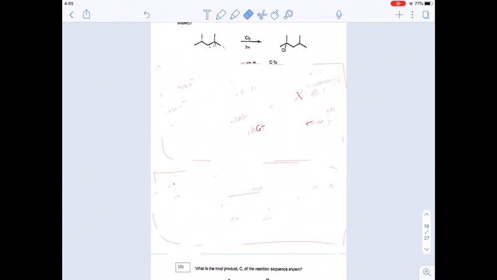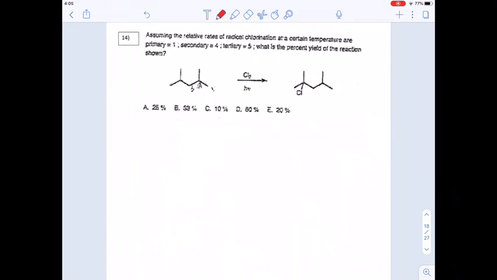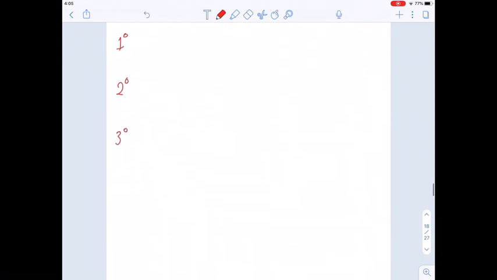100%. So these are the two equations that you need. So I'm going to erase now, and then we could start this actual question. Okay. So looking at it, we have to figure out the relative amount of primary H's, the relative amount of secondary H's, and the relative amount of tertiary H's that Cl can replace.